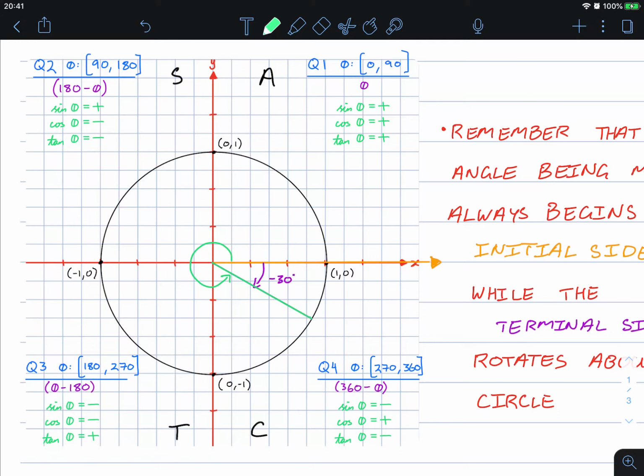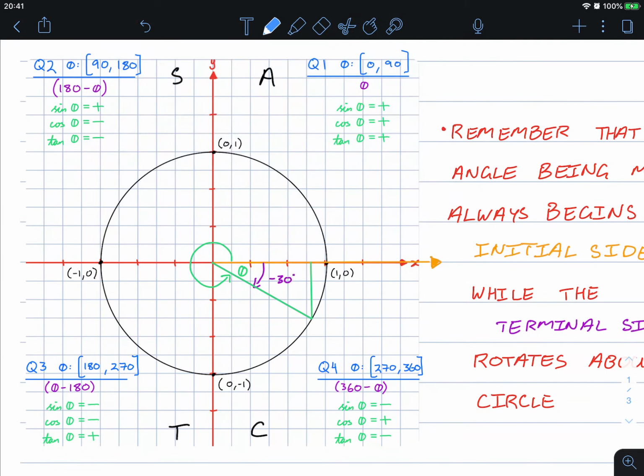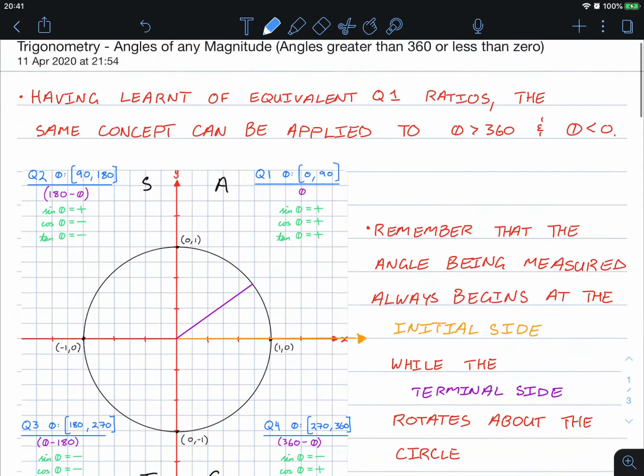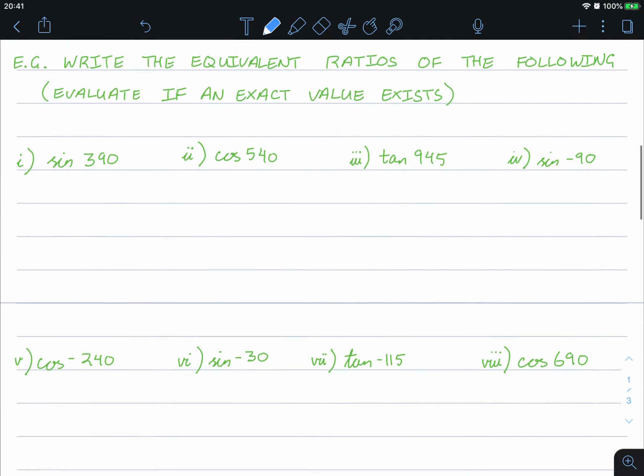And as we've seen before, whether we go clockwise or anti-clockwise, whatever this angle is, there will always be an equivalent angle in the positive quadrant 1. And this is the concept that we'll be using in order to understand and solve problems involving angles greater than 360 and less than 0. So let's get straight to it.